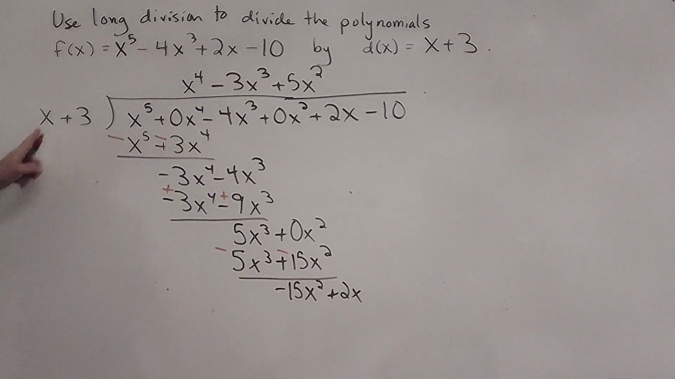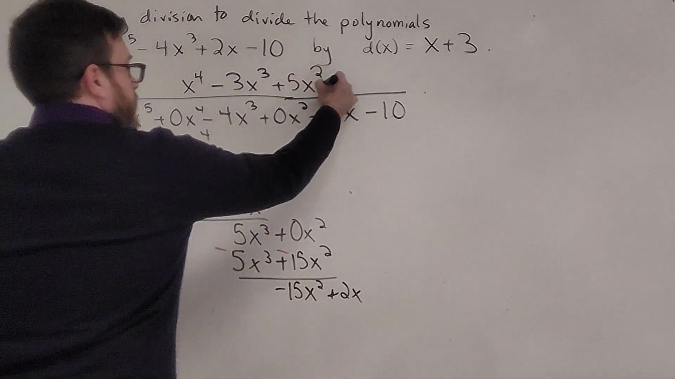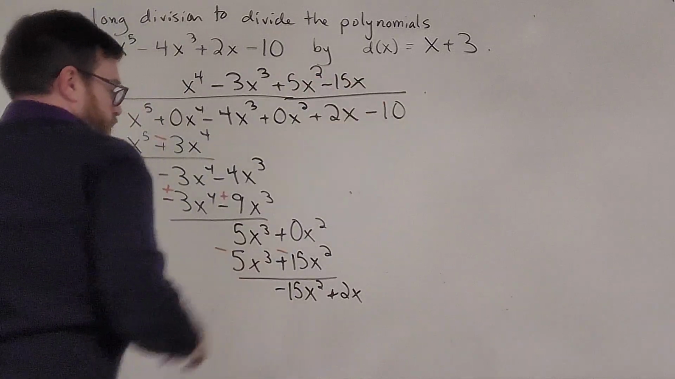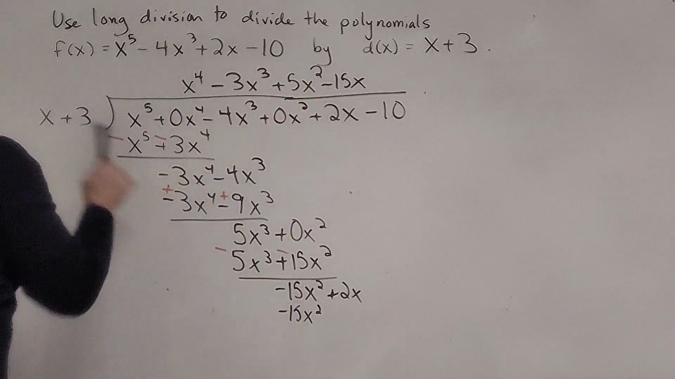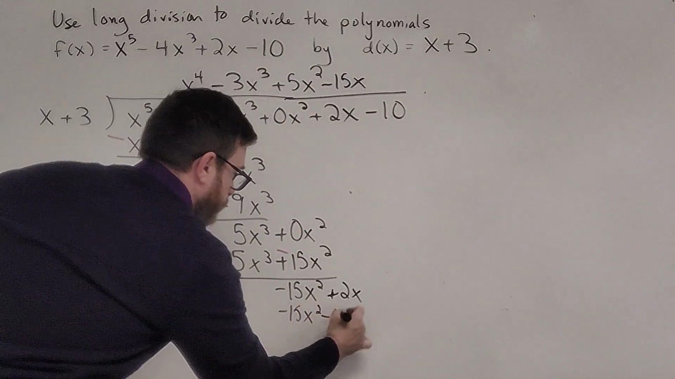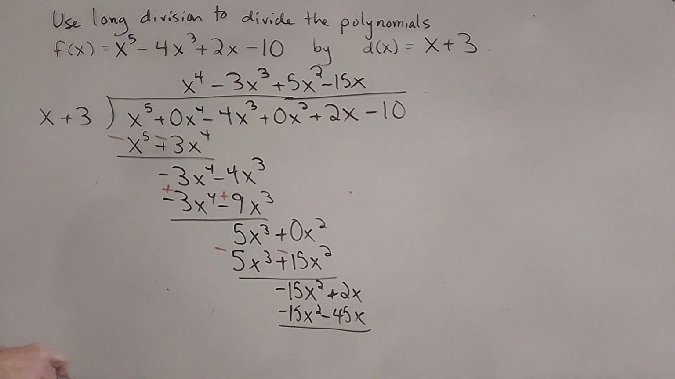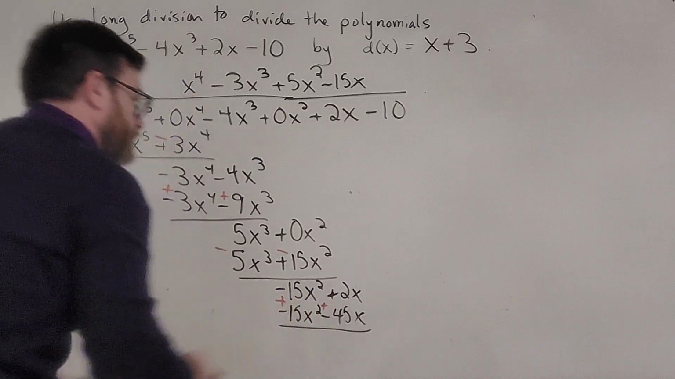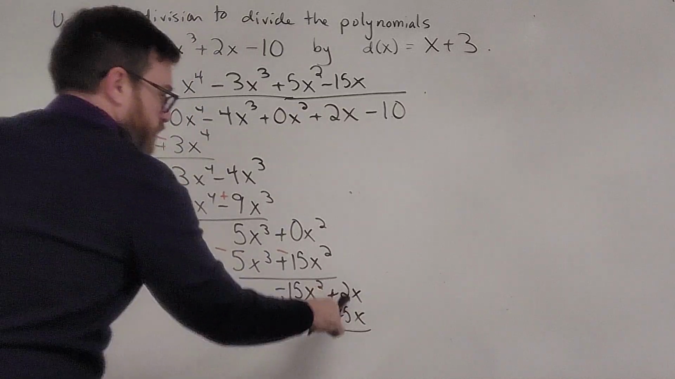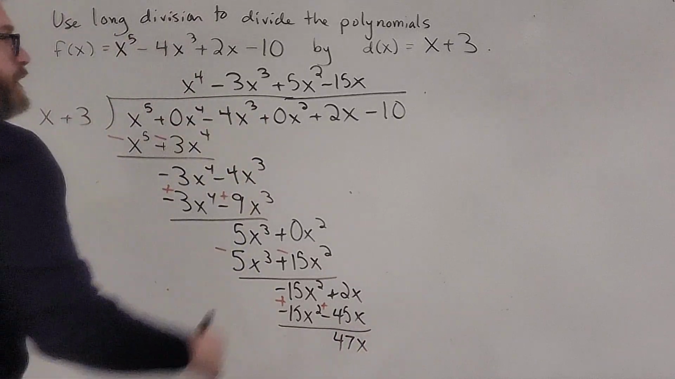Make a match again. So x times what is minus 15x squared? Well, this is a 1, so it's got to be a minus 15x. So I'm going to get a minus 15x squared. Minus 15x times 3 is going to be a minus 45x. Don't forget that we're going to have to change the signs. So this is going to become plus, this is going to be plus. The first one cancels, 2 plus 45 is 47x. And drop down the next one.